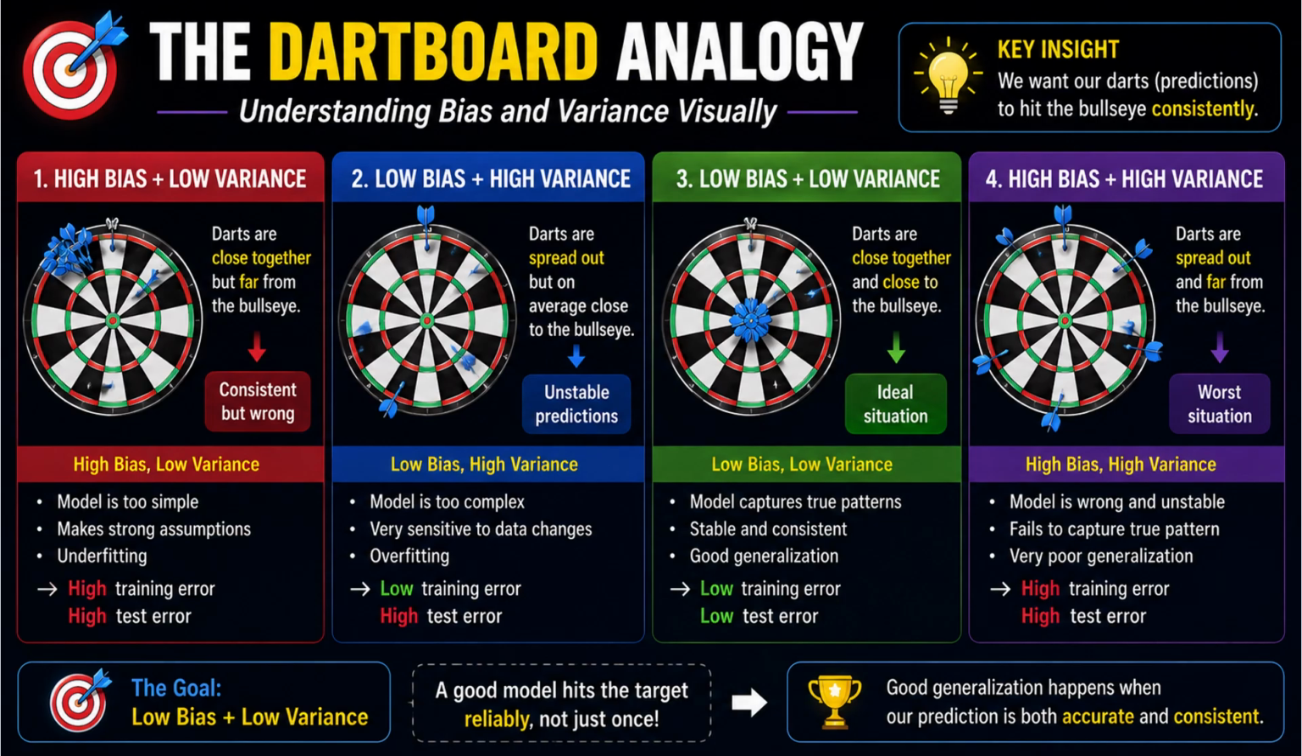High bias plus high variance: darts are spread out and far from the bullseye. That's the worst situation. So we want our darts to hit the bullseye consistently. A good model hits the targets reliably, not just once. So good generalization happens when our prediction is both accurate and consistent.